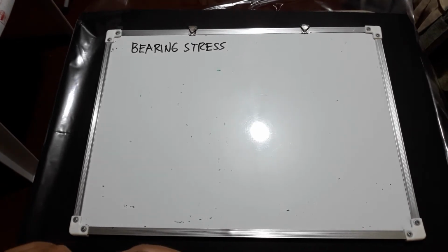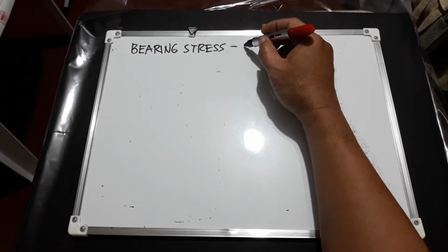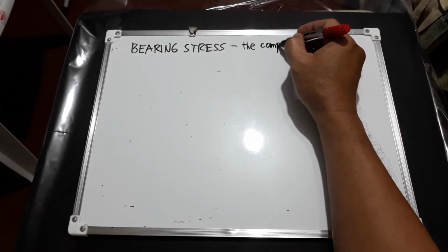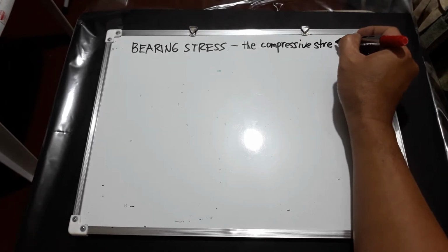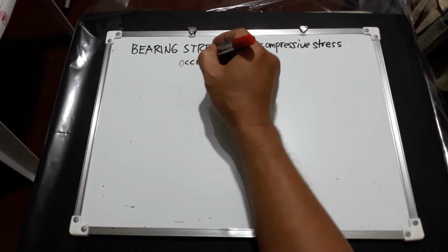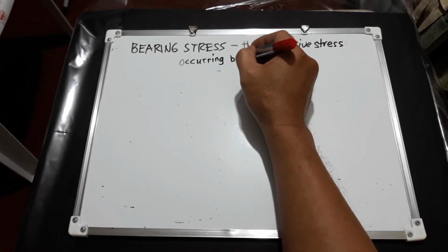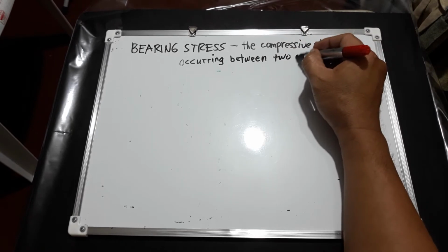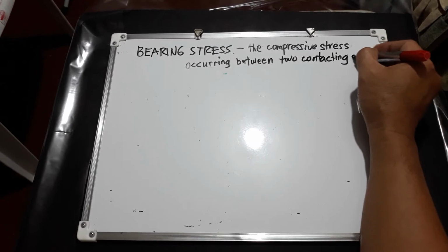So the next type of stress is the bearing stress. The bearing stress can be defined as the compressive stress that is occurring between two contacting surfaces.